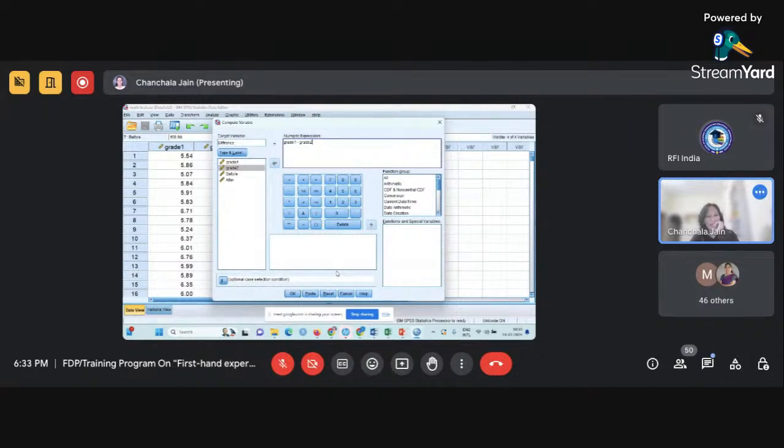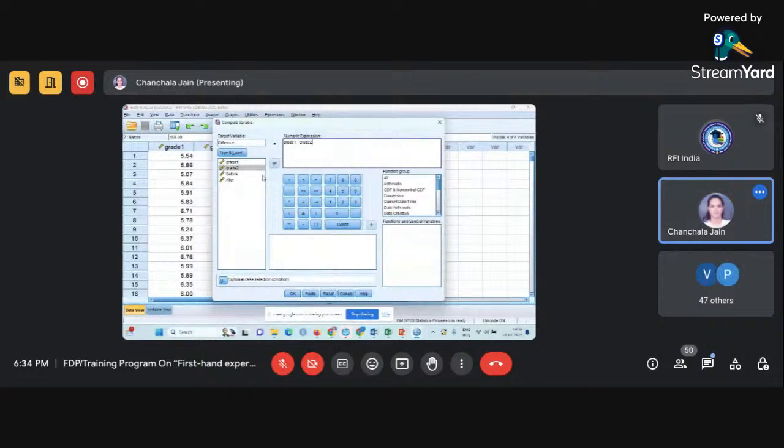May I press on OK? I hope you have got the way of getting the difference. Ma'am, how to go to Compute Variable? We have to select the Transform tab. Under the Transform tab, you get it, sir. Have you got it? Yes, ma'am.